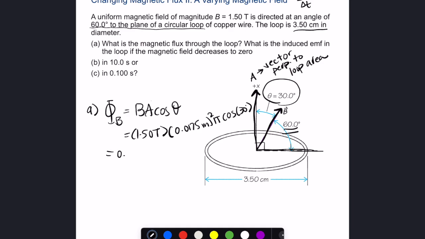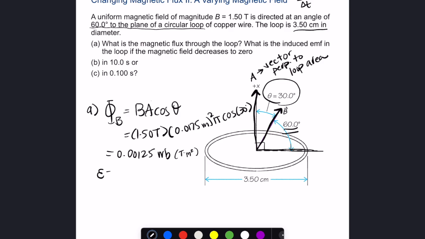So we get 0.00125. So what are the units of flux? Those are called Webers. Okay, the unit of flux is a Weber, which is a Tesla meter squared. Okay, that's a Weber, named after a physicist. So there's our flux. Now the second aspect of part A, what is the induced EMF?